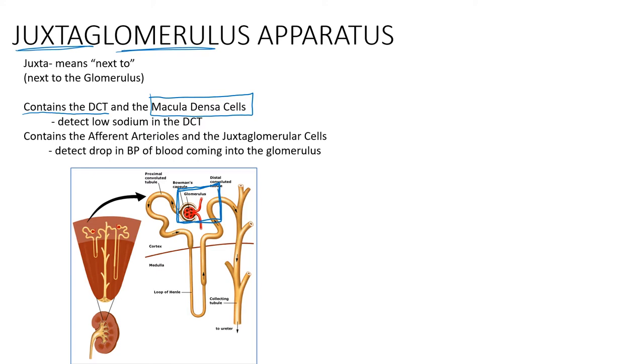In addition to the distal convoluted tubule in the juxtaglomerular apparatus, we also have the afferent arterioles. Now, again, in this picture, it doesn't say which one is the afferent versus which one is the efferent, but the afferent, the incoming blood into the glomerulus, contains these special cells called juxtaglomerular cells. And these juxtaglomerular cells have a couple of functions, but one of the functions is it detects a drop in blood pressure of what's coming into the glomerulus.